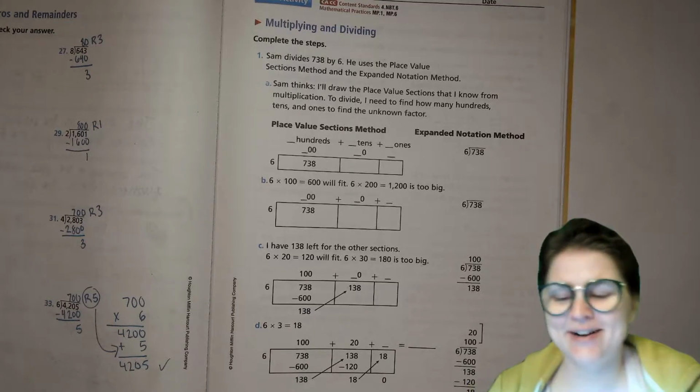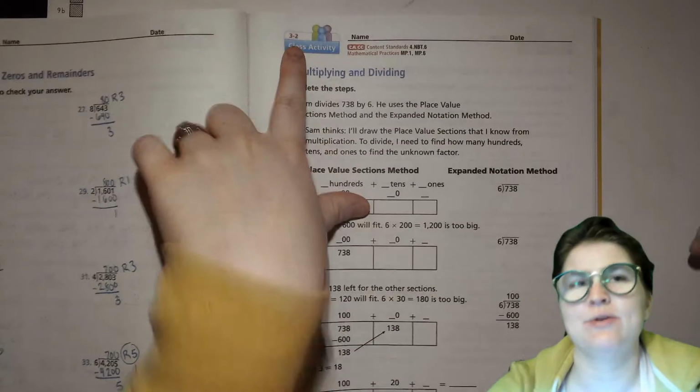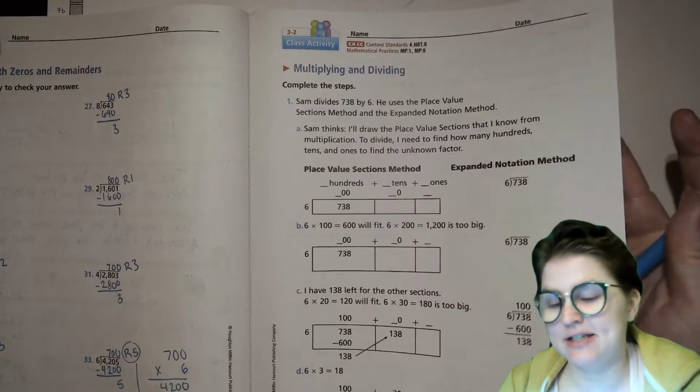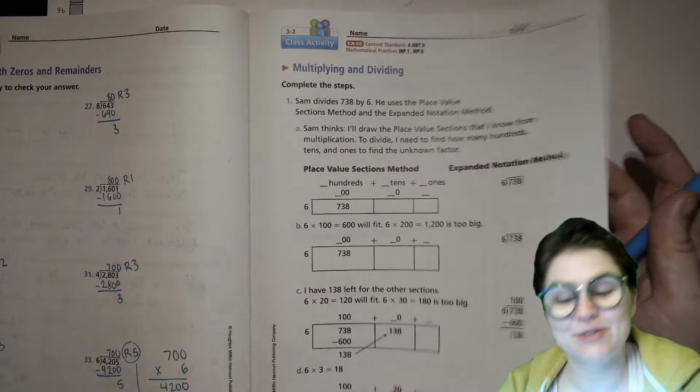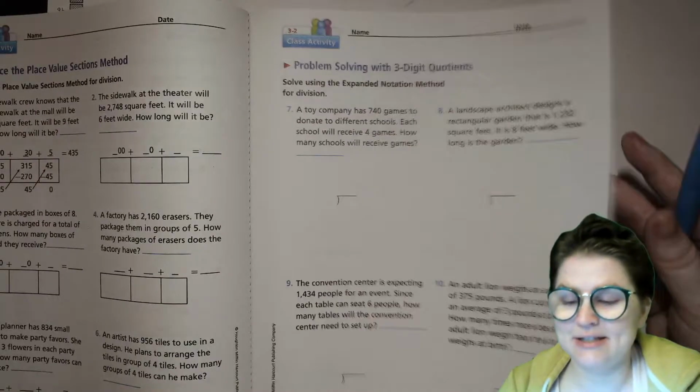Hello, fourth graders. Today we are doing the first part of Unit 3, Lesson 2. We're only going to do this first page because I feel like that is enough of a mental load for us to take on today. And then the next time we have a video, it'll be part 2.